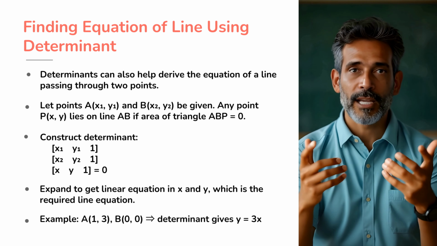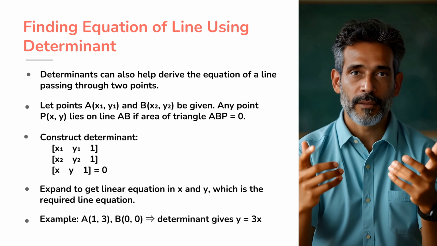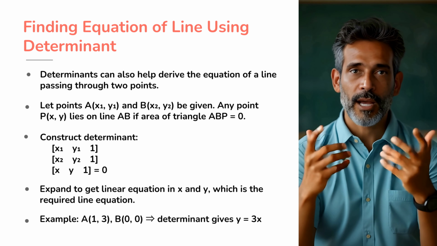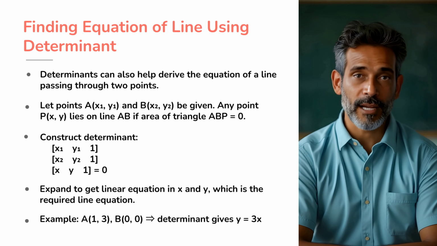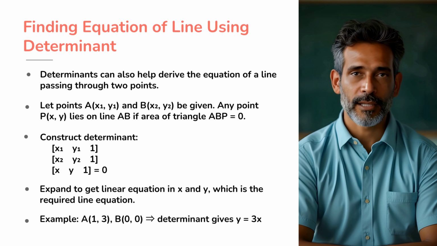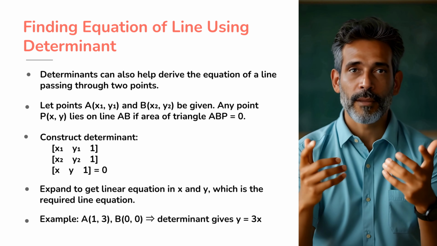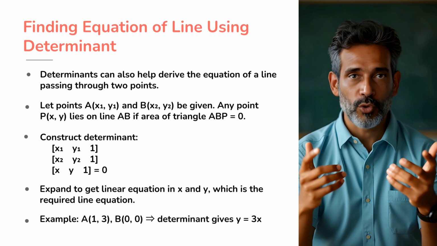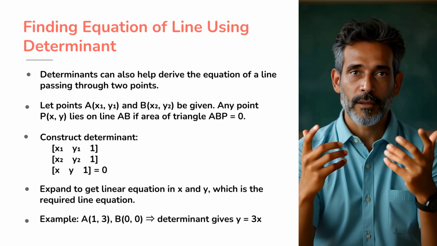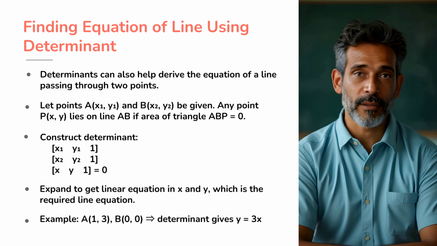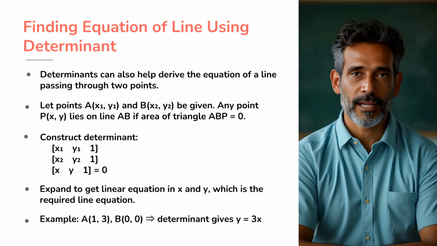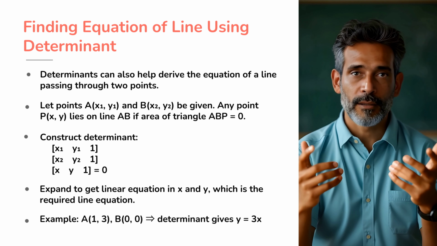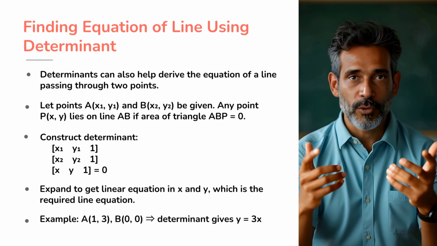Did you know you can also find the equation of a straight line using determinants? Let's say we have two fixed points, A as (x1, y1) and B as (x2, y2), and a variable point P with coordinates (x, y). If point P lies on the line AB, then the area of triangle ABP should be 0. So we use the determinant: row 1: x1, y1, 1; row 2: x2, y2, 1; row 3: x, y, 1. Set this determinant equal to 0 and expand, you'll get a linear equation in x and y. And that's the required equation of the line. It's fast, intuitive, and very algebraic.